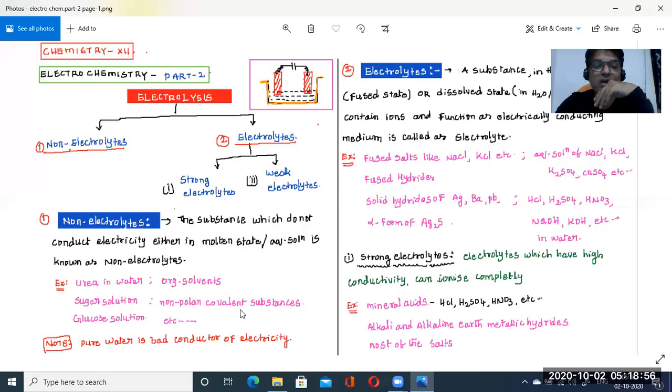Not the polar, non-polar covalent substances obviously can behave as non-electrolytes. So these are the key examples. But one more thing, water. Water is a polar solvent, we know that. That means that charges are there. So charges are there means it should conduct electricity, but pure water is a bad conductor of electricity.